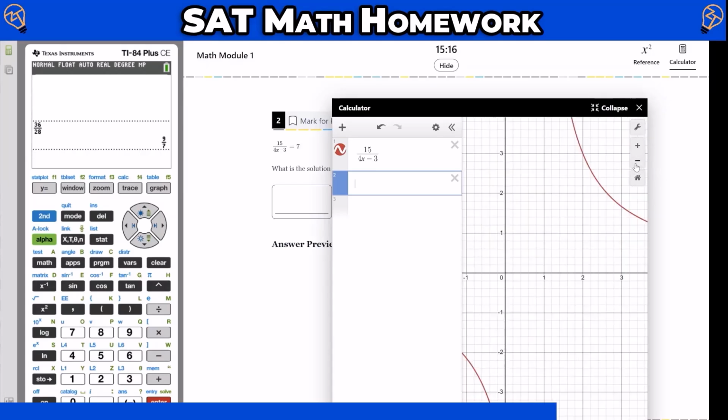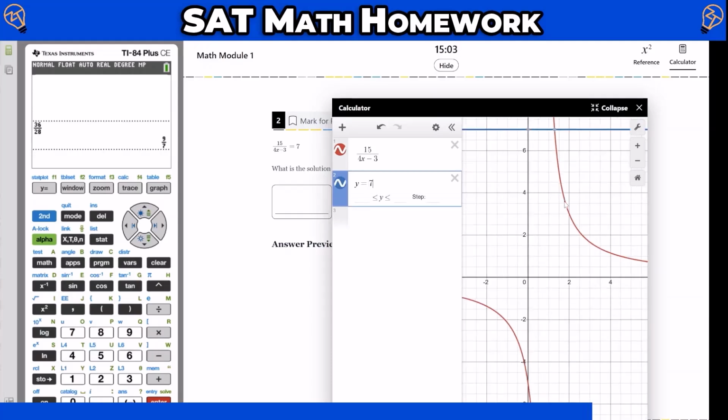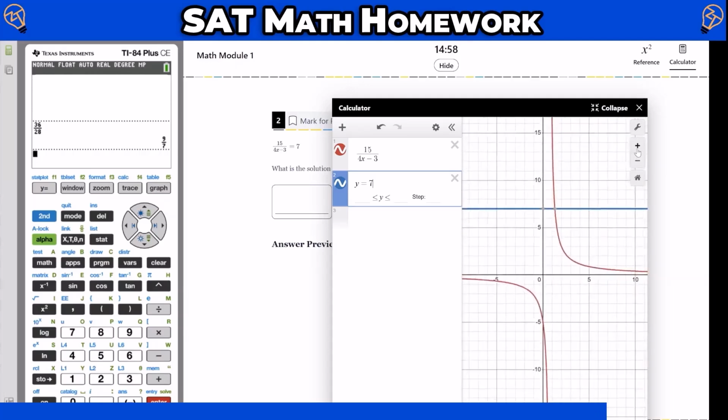And notice, I'll zoom out and you can see the graph. Regardless if I put y equals or not, doesn't change it. But because this right side doesn't have a variable, I'd have to put y equals. And notice it's this horizontal line. And we're looking for the intersection. And so you can see it only intersects at that one point.